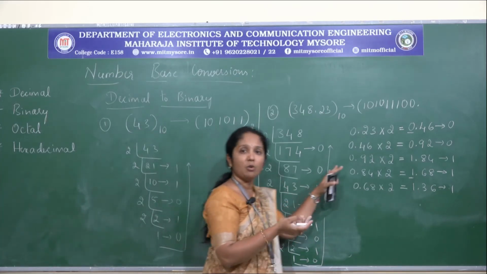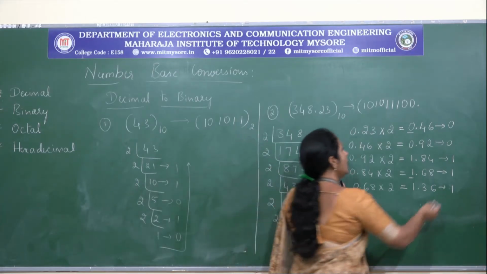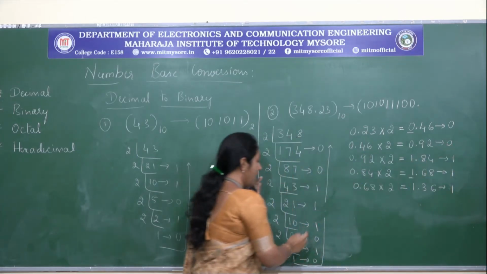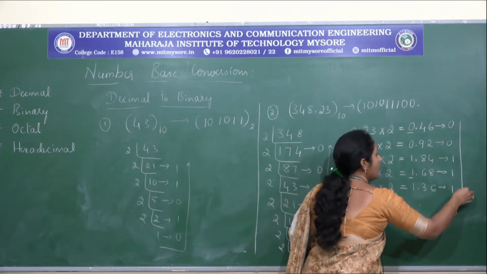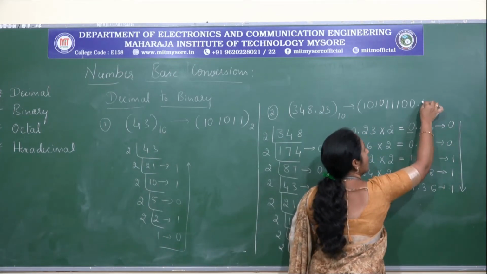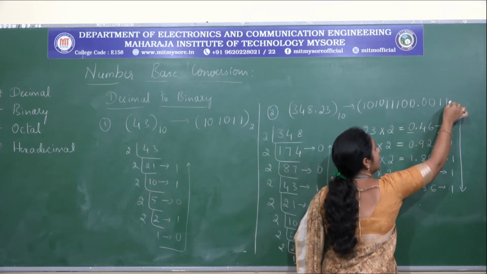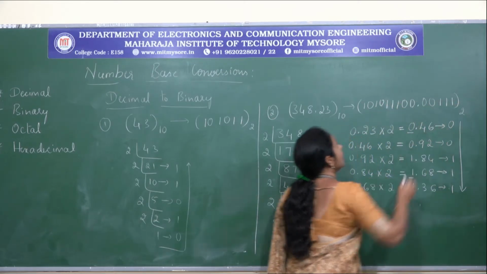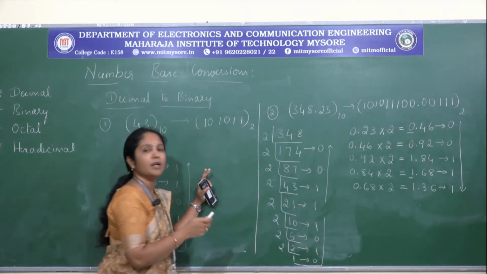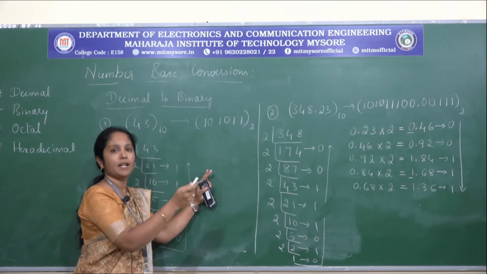Now, how to read or how to represent the fractional part in binary is very important. We have seen that there we read from bottom to top. In this case, we need to read from top to bottom. Therefore, all of you observe. So how to write? 0, 0, 1, 1, 1. So this is the binary equivalent of the given decimal number. This is the way we convert decimal to binary.